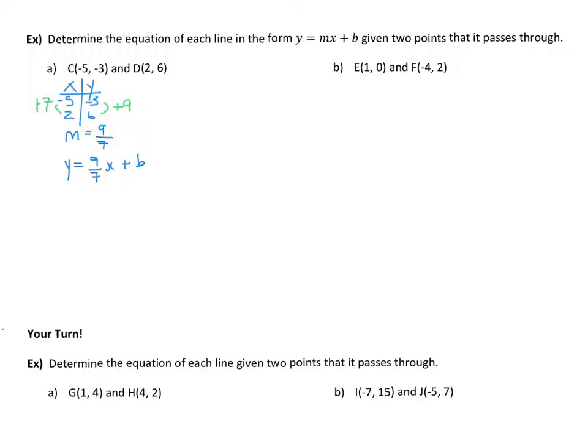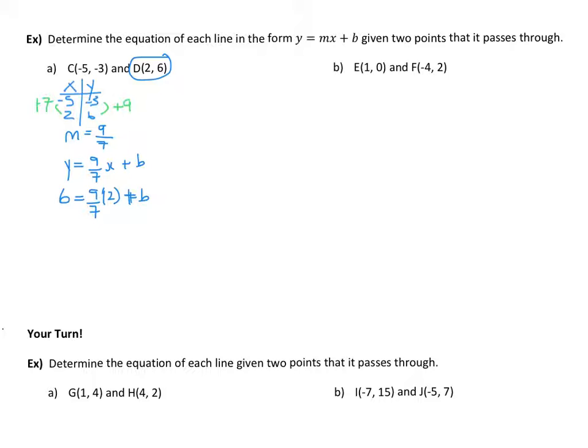The next step is to pick one of the 2 points. I'm going to pick D because both 2 and 6 are positive, and then I don't have to worry so much about the negatives. So the 6 is the y, it goes in for the y. And we're still going to have 9 over 7. That's going to multiply my x, which is a 2, or 2 over 1, and then plus b. And then we get to solve this for b. That's supposed to be a plus sign there.